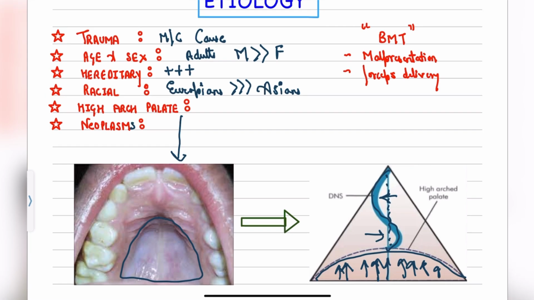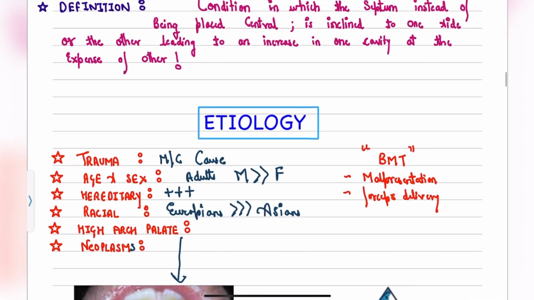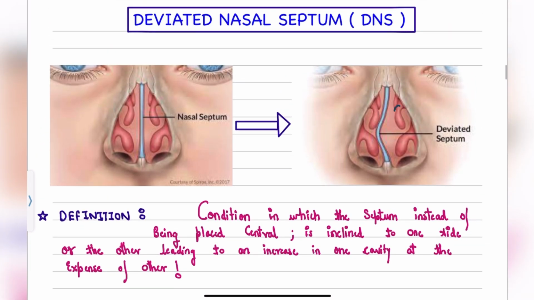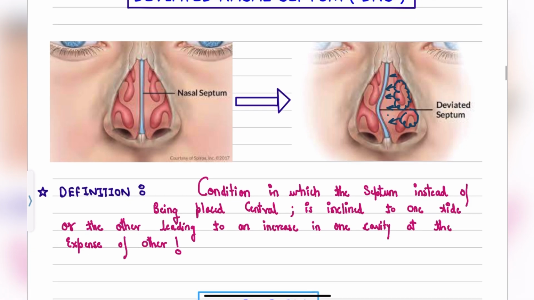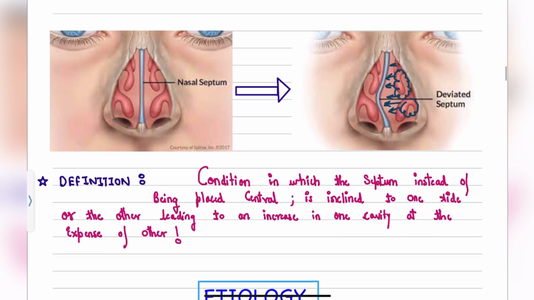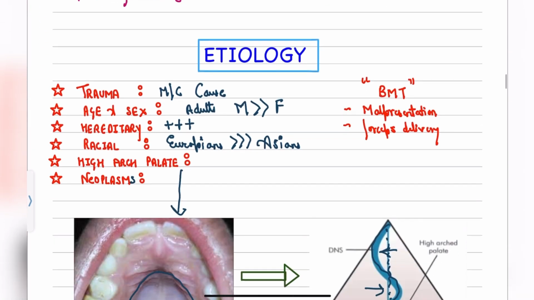Okay, neoplasms. Although cancer is a very rare cause of deviated nasal septum, imagine if some sort of neoplastic activity occurs on this side, it will most definitely push the nasal septum towards the opposite side. Therefore, if a neoplasm is present, it may lead to deviated nasal septum, although it is a very rare cause.